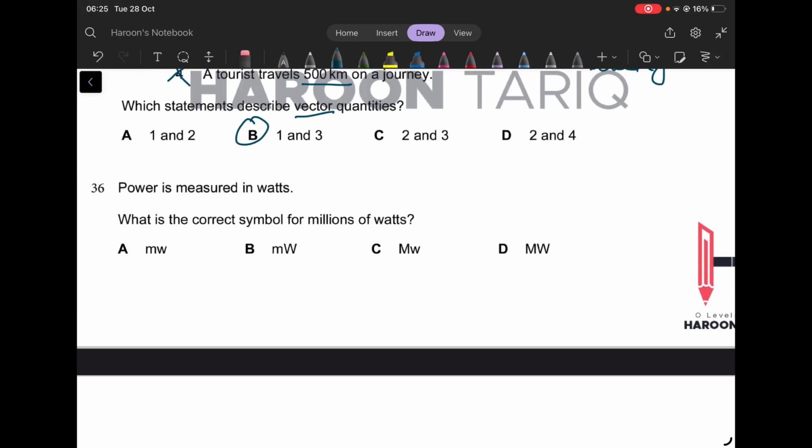Power is measured in watts. What is the correct symbol for millions of watts? Million basically means mega, 10 raised to power 6. Million means mega. Uppercase M is the symbol for mega. And for watts, we use uppercase W. This is unit of power, which we'll do later on in our syllabus. So uppercase M and uppercase W. So correct answer has to be D.